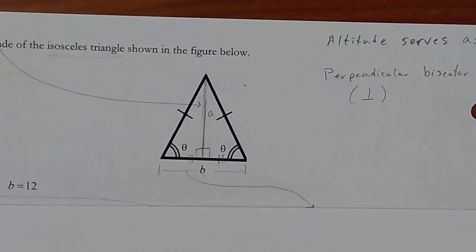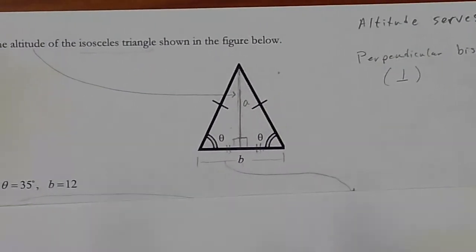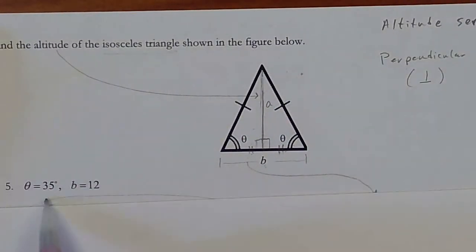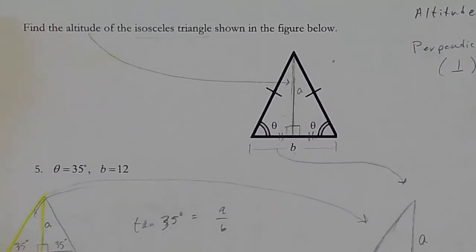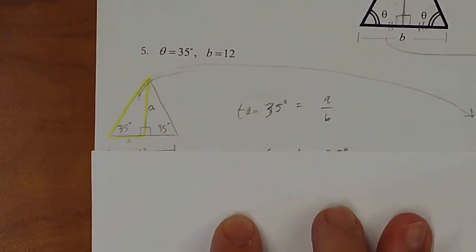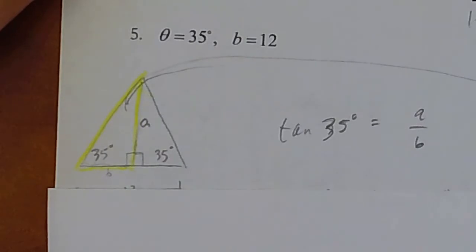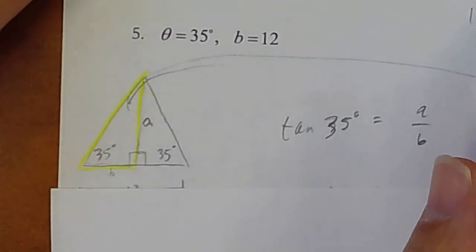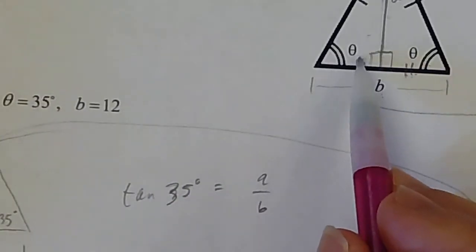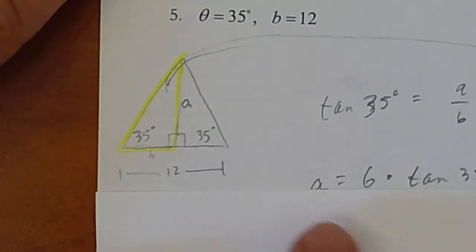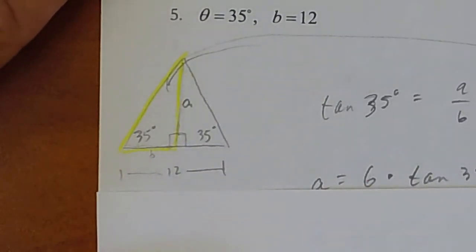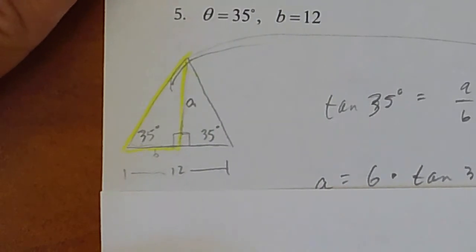All right, so for 5, the directions are here. Find the altitude. So we're looking for A. So here's the situation we have right now. Okay? They're giving us theta to be 35 degrees, this angle here, 35. And then the base is 12 all the way across. I'll give you a moment to pause and write that down.